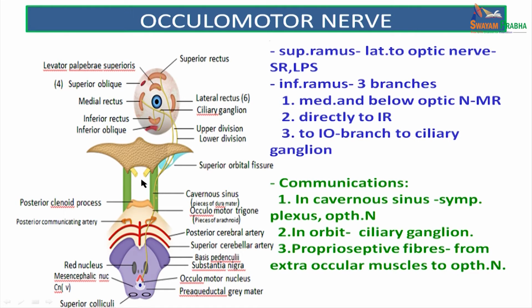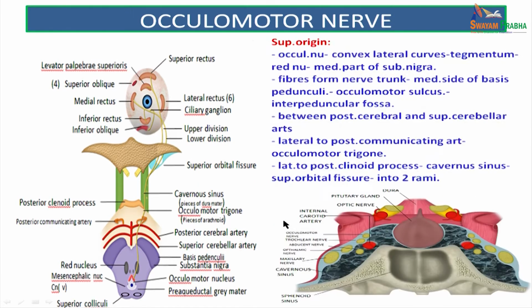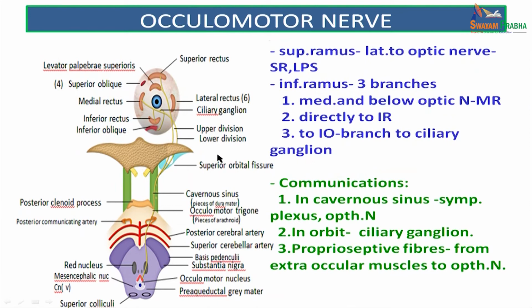So, the communications of the oculomotor nerve are, in the cavernous sinus, with the sympathetic plexus around the internal carotid artery, and in the orbit, with the ciliary ganglion, and also it carries proprioceptive sensations from all the extraocular muscles to the ophthalmic nerve.